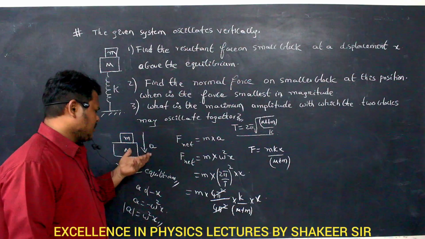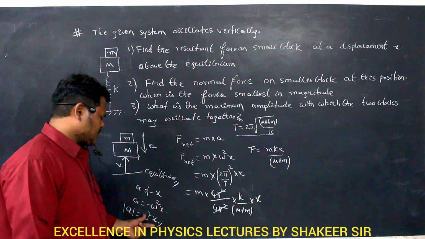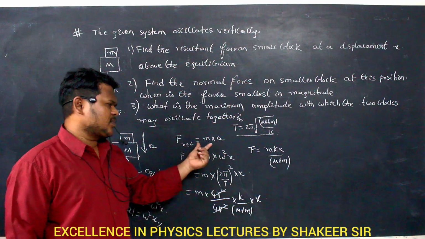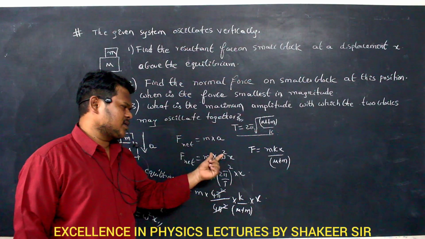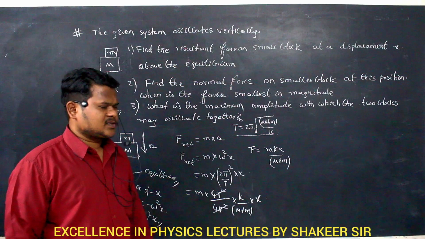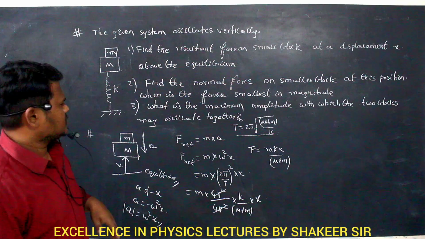So if the displacement is x, then the acceleration produced is omega square into x, and only net force can produce acceleration. So mass into acceleration, acceleration is omega square into x, omega value is 2 pi by capital T, and the T value is this one. That is how we got this answer. Clear? Now let us go for the next question.